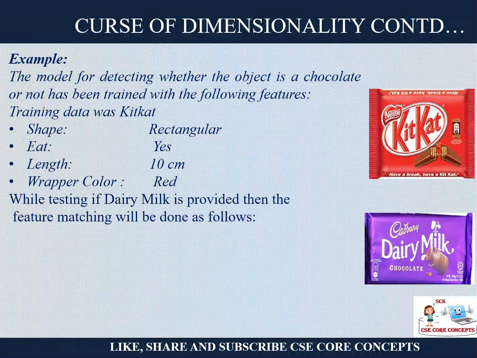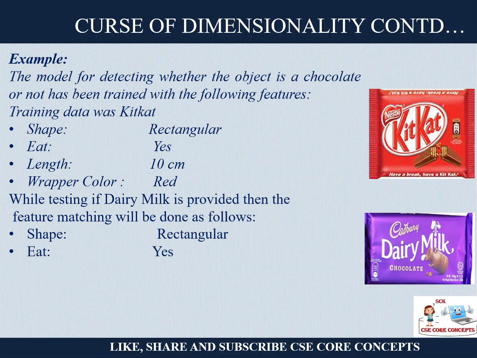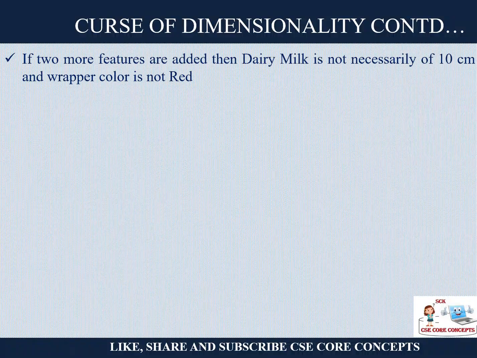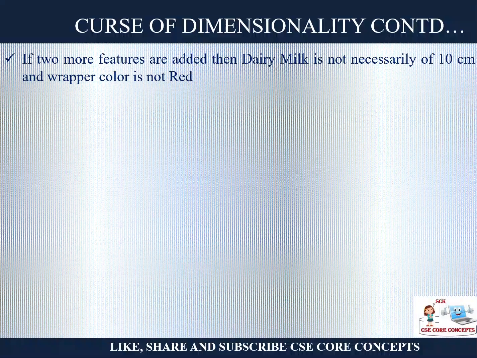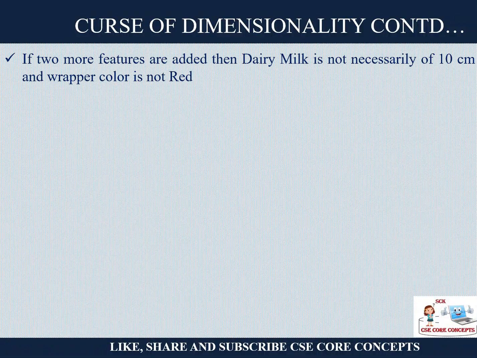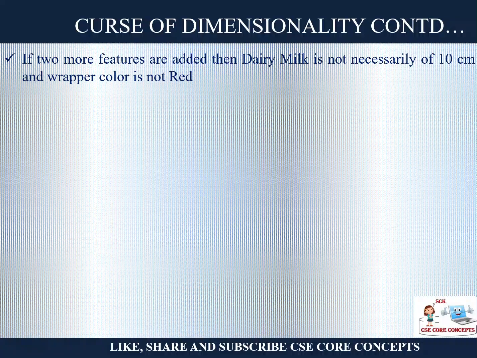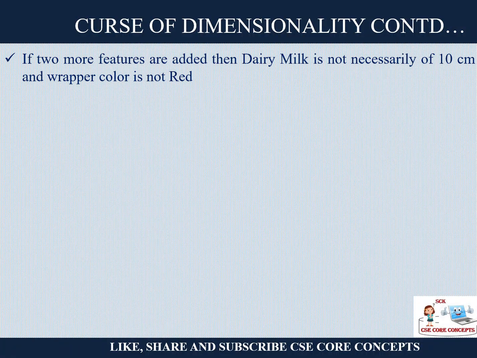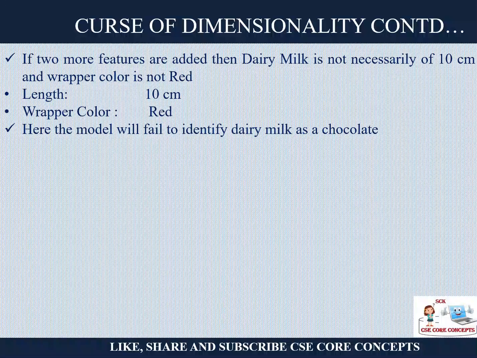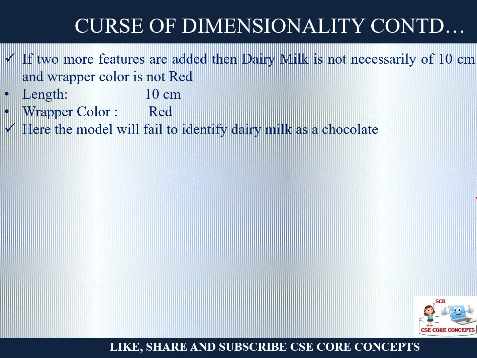Now while testing, if you provide a Dairy Milk, then feature matching will be done like this. Shape rectangular, okay. Eatable, yes. If only these 2 features are given, then Dairy Milk will be correctly identified as a chocolate. But if 2 more features are added, not necessarily is an object of 10 centimeters which is eatable a chocolate, or a chocolate only 10 centimeters, or a wrapper color of red a chocolate, right? So these 2 features are unnecessary and confuse the model, so your testing will fail.